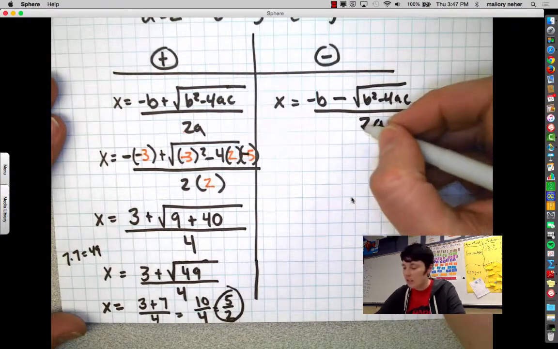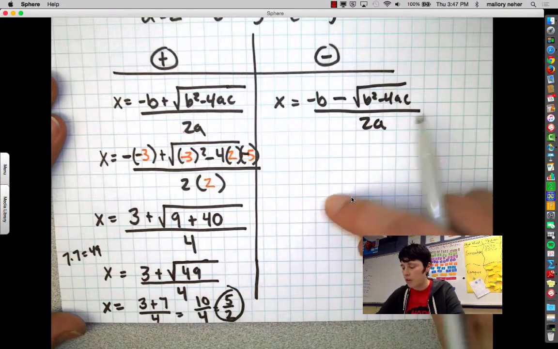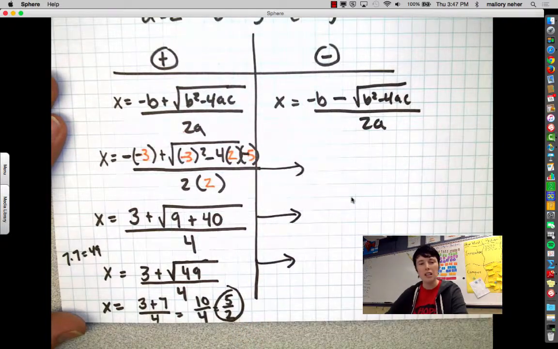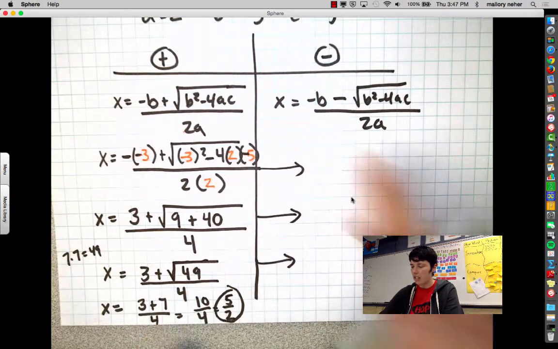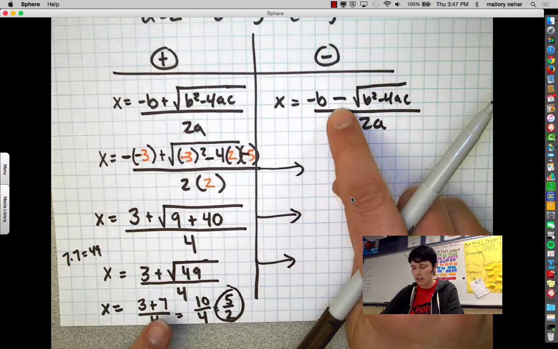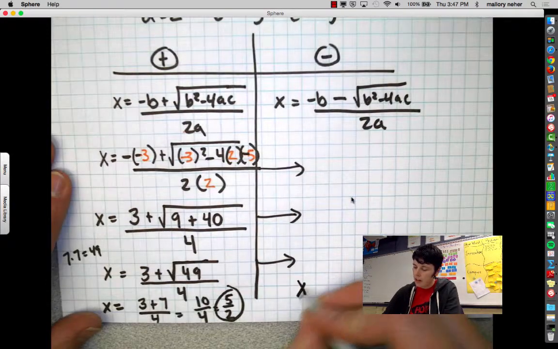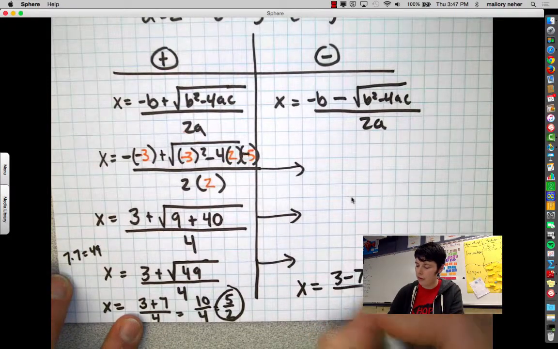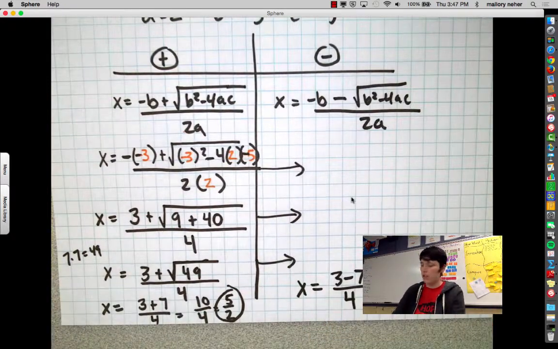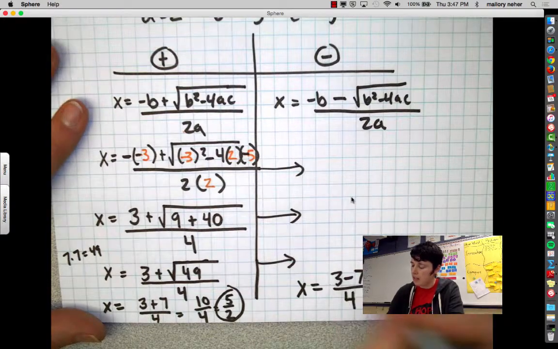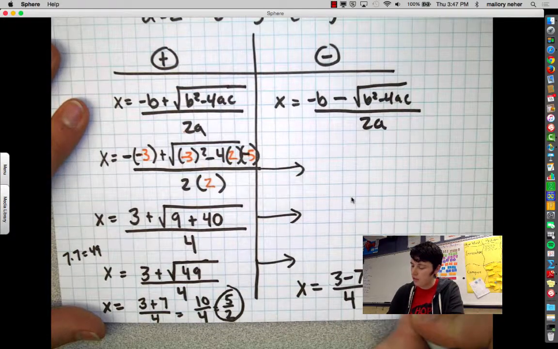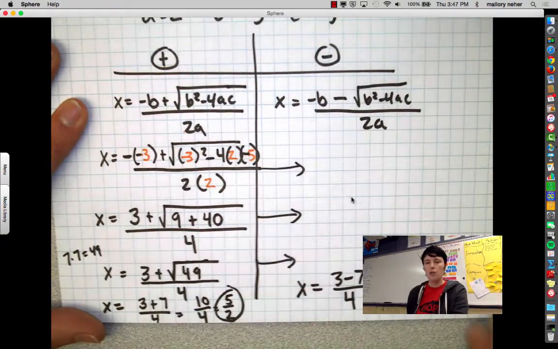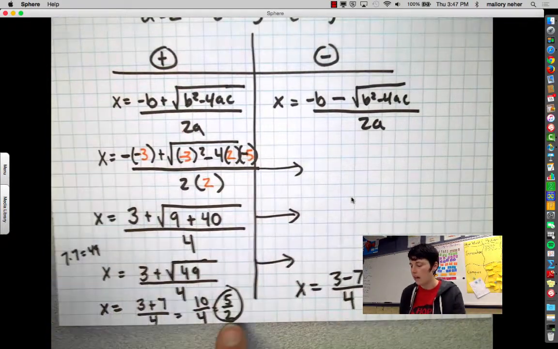On this side, it's going to be all the same math. If I wanted to, I could repeat my work, but really, it all comes down to the only thing that changes is that minus sign instead of a plus sign. So down at the bottom, instead of having 3 plus 7, I'm going to do 3 minus 7 over 4. That's really the only change. And 3 minus 7 is a negative 4 over 4. And negative 4 divided by 4 is negative 1. Awesome. So there are my two answers, 5 halves and negative 1.